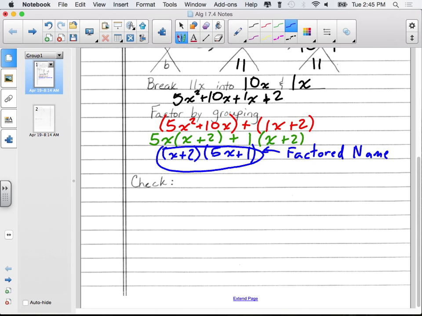Now yesterday I let you guys off the hook with check problems, but today we actually have to do them all. So, we can do either method, you can FOIL it, you can use the rectangle method. I don't care which, but you have to do one.